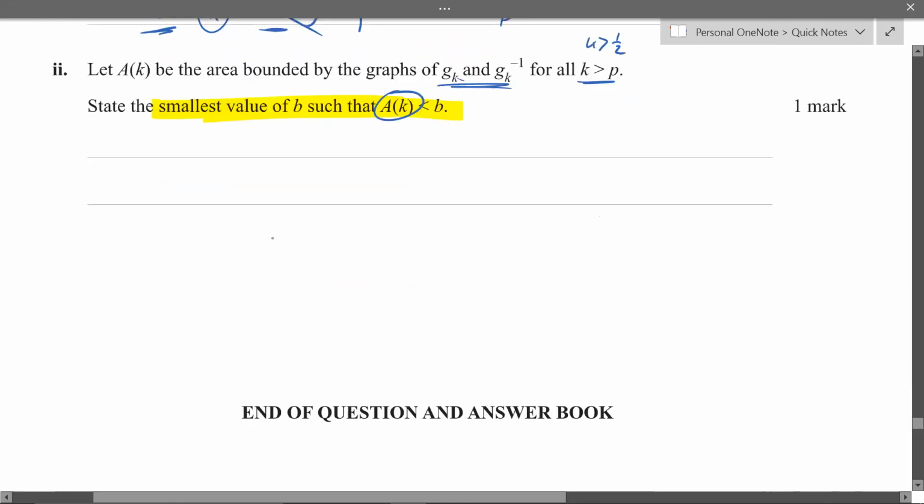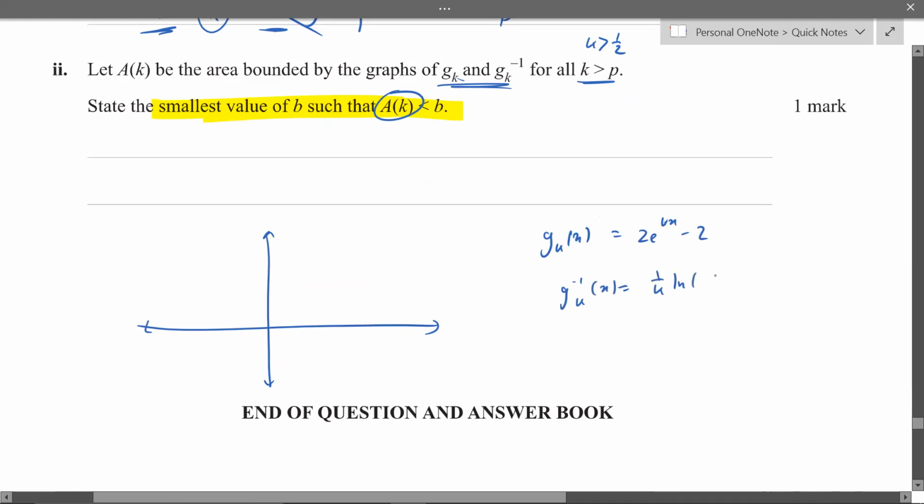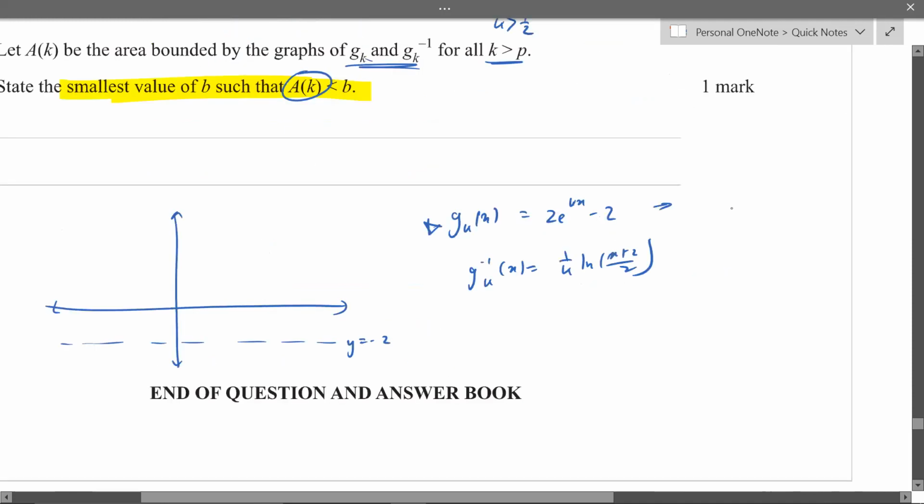So I'll just draw it. So g_k, we know from previous questions, is 2e^(kx) minus 2, g inverse k(x) is 1 on k, ln((x plus 2) on 2). So if I just draw g_k(x), this one, we have an asymptote at y equals negative 2, and it probably looks something like this. I'll just find the x-intercept. So e^(kx) equals 1, so that means x is 0.